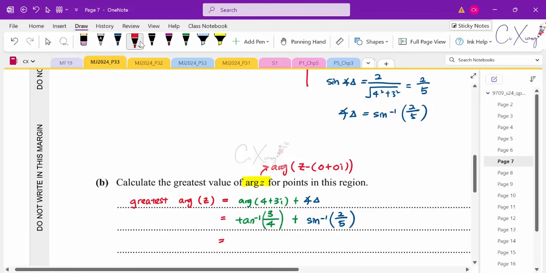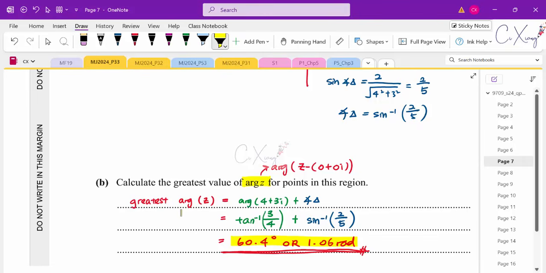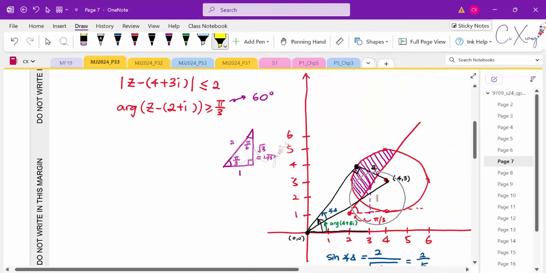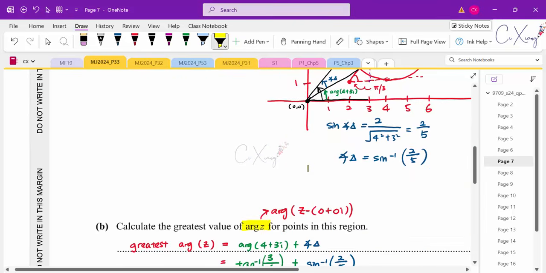Alright, so after this step, you just use a calculator to help a little bit. You eventually will get the answer either in degree, which is 60.4, or your radian answer will be 1.06, correct to 3 significant figures for the radian, and 1 decimal place for the angle in degree. Of course, some students might have other techniques to find the greatest argument, but this is just one of the suggestions that I can show you here. Alright, so this is how we solve question number 6.